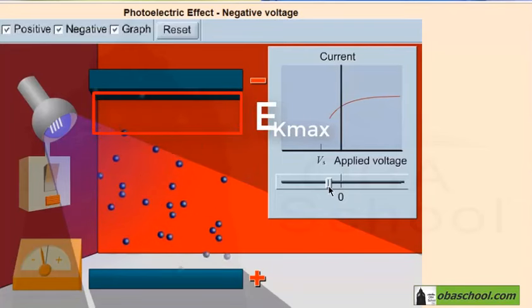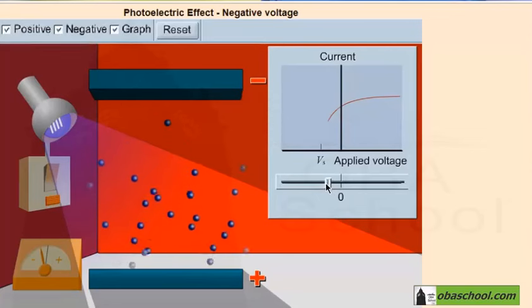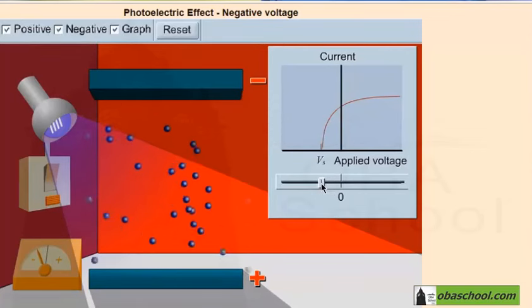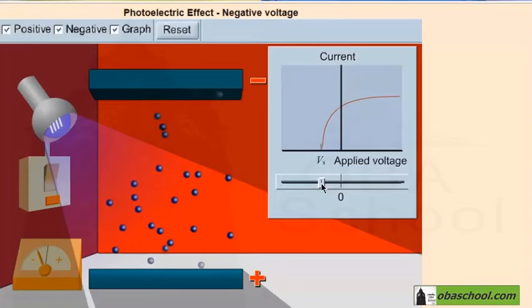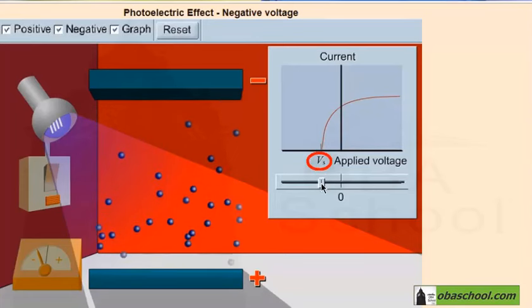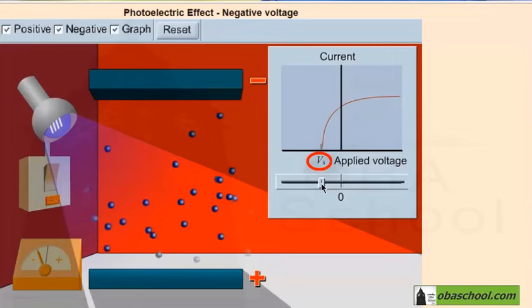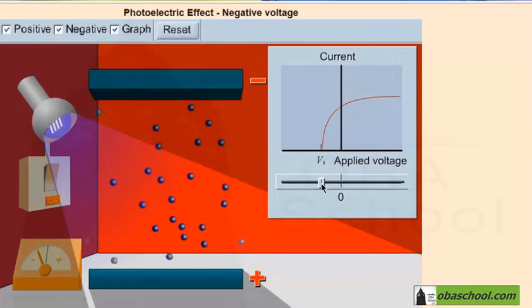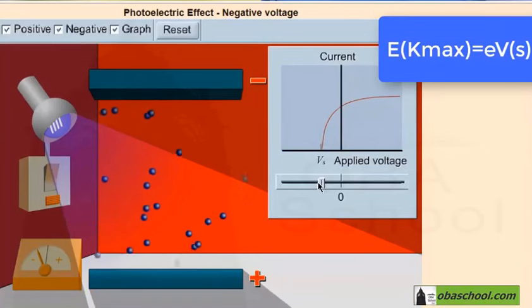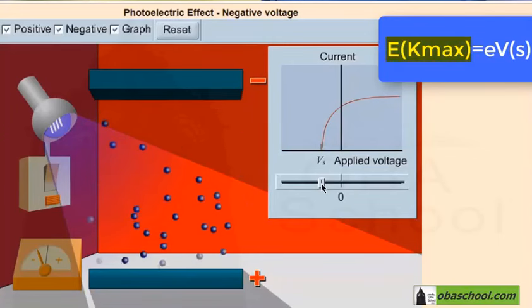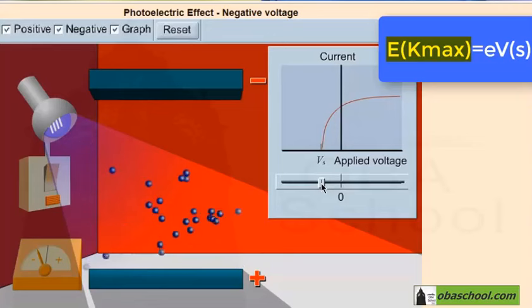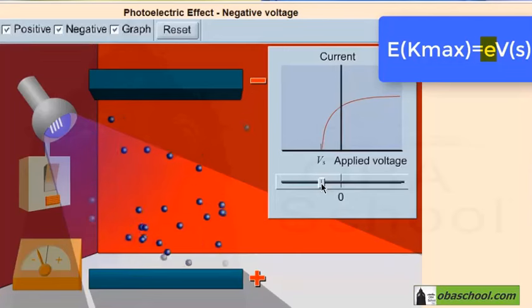Now if you continue to move the slider slowly further to the left, then the current falls to zero when we reach the stopping voltage Vs. The magnitude of the stopping voltage depends on the maximum kinetic energy of emitted electrons and is related to it by the following equation, where Ek max equals e multiplied by Vs, where Ek max is the maximum kinetic energy, Vs is the stopping potential, and e is the charge of one electron, which is equal to 1.6 multiplied by 10 to the power negative 19 coulombs.